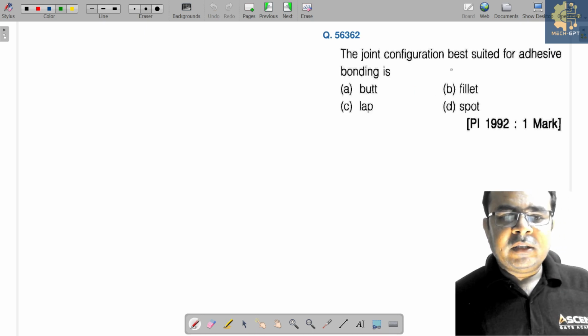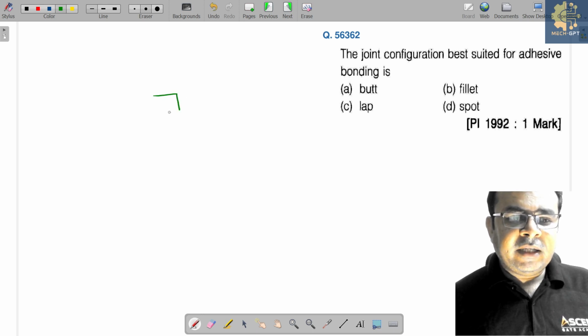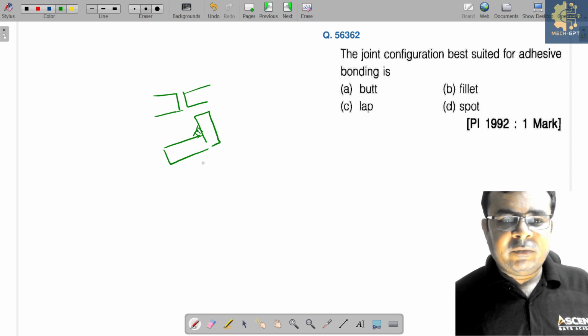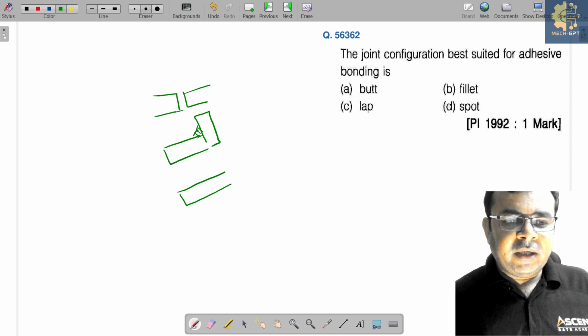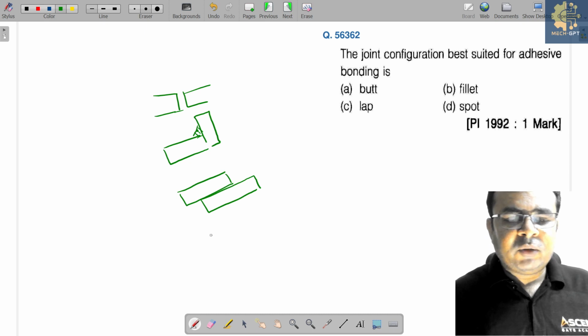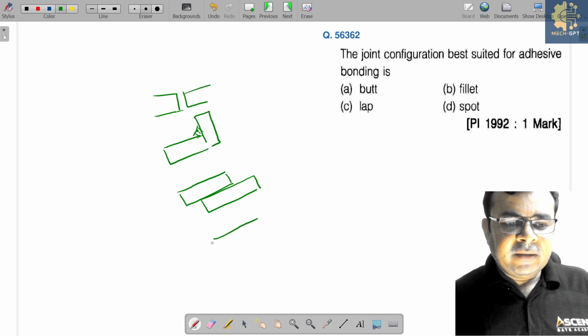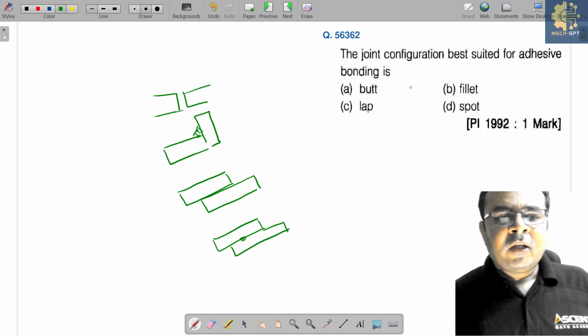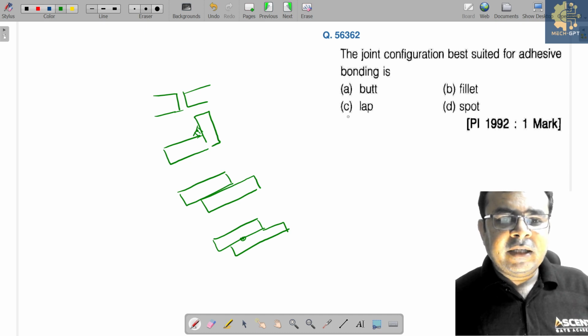The joint configuration best suited for adhesive bonding is, so you can see in the butt joint the edge to edge connection takes place. And in a fillet joint, the joint is created like this. Suppose you want to make an L-shaped joint, then here the joint is produced. This is called a fillet joint. Now if I talk about a lap joint, one plate is placed over another plate, so this is called a lap joint. And in spot welding, this is a point. So the best suited for adhesive bonding is the lap joint.